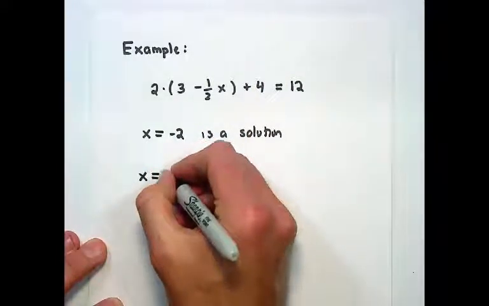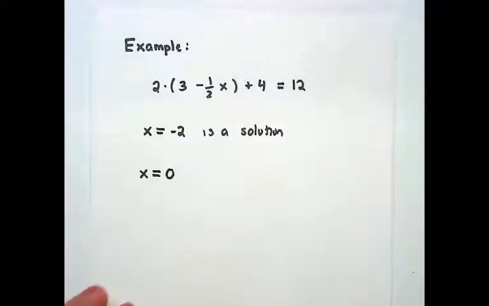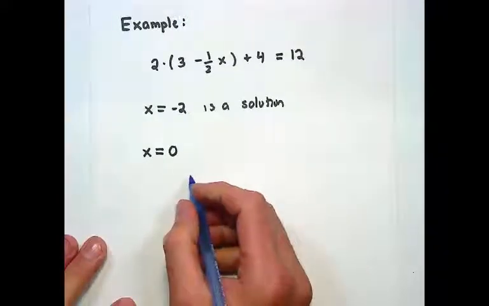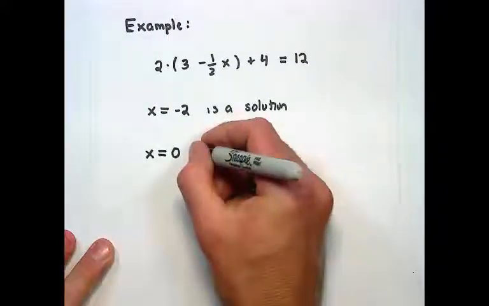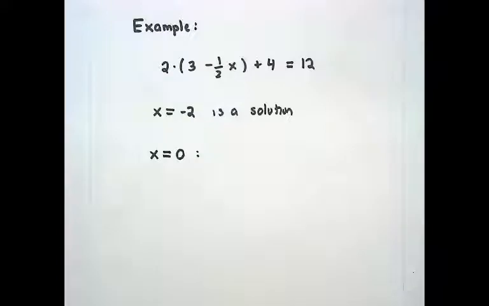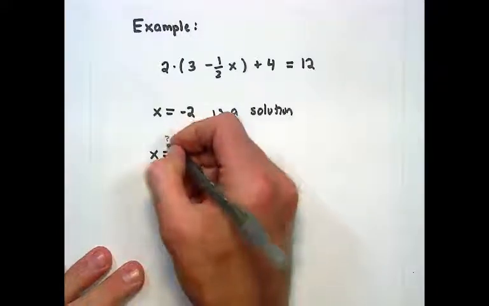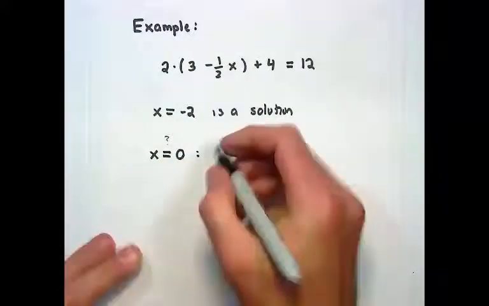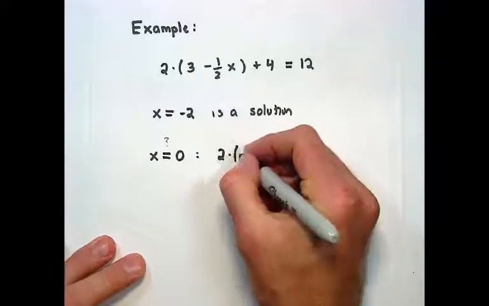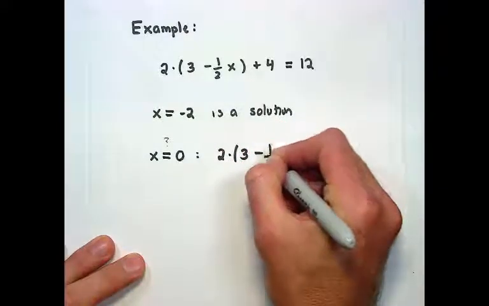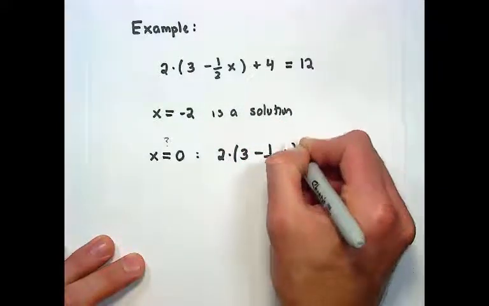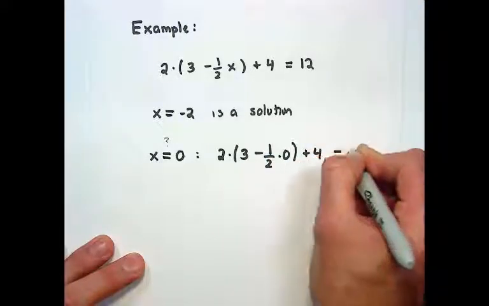On the other hand, x equals 0, we're going to see, is not a solution because, let's propose for a second to put x equals 0 into that equation. Everywhere we see an x, we're going to drop in 0. So here we've got times 0 plus 4 equal 12.